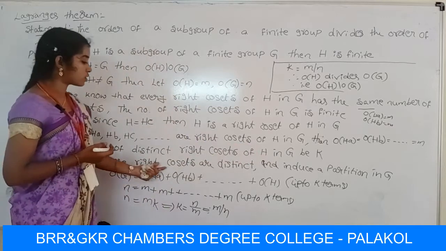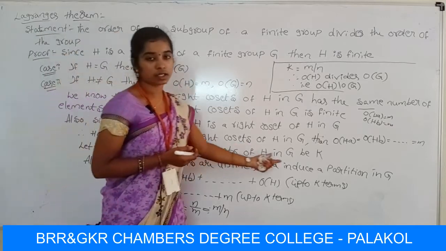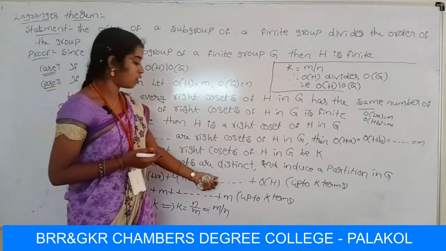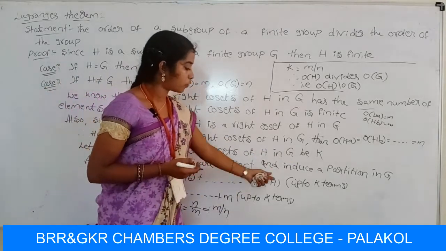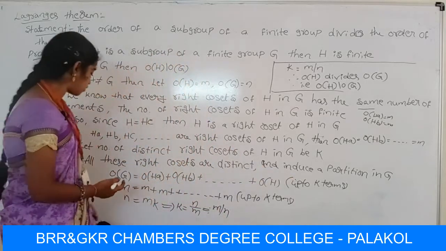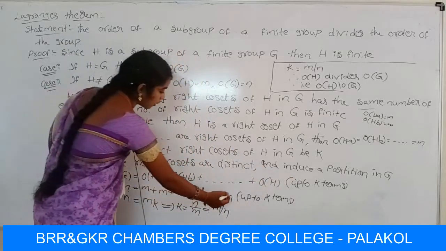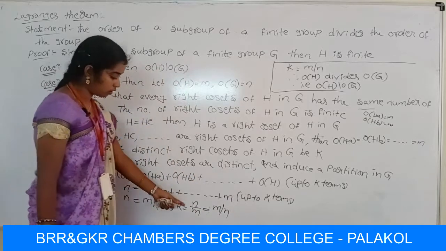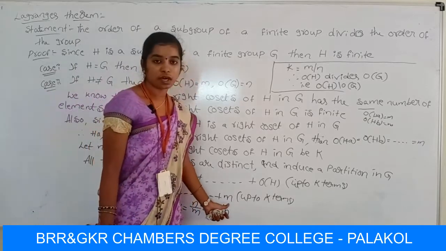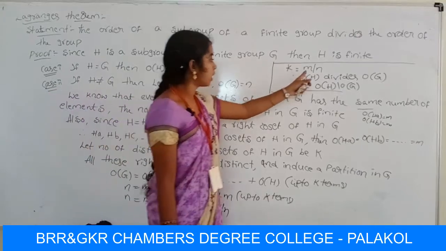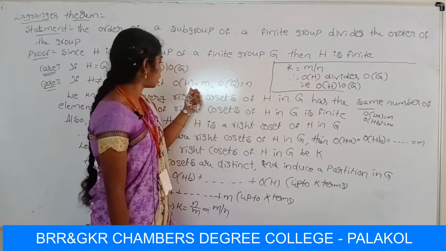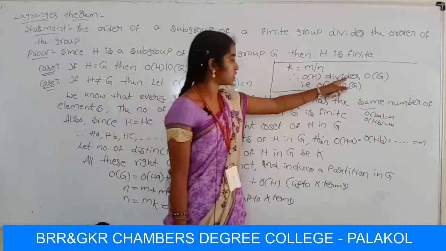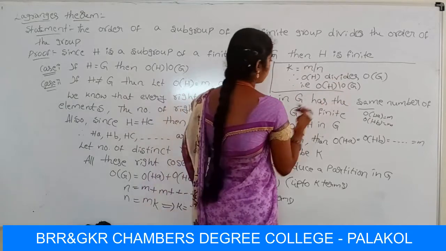All these right cosets are distinct and form a partition of Z. So the order of Z is equal to the order of HA plus the order of HB and so on, up to k terms. So n equals m plus and so on, k terms, so n equals mk. So n divided by m is k, which means m divides n. Here m is the order of H and n is the order of Z, so the order of H divides the order of Z.